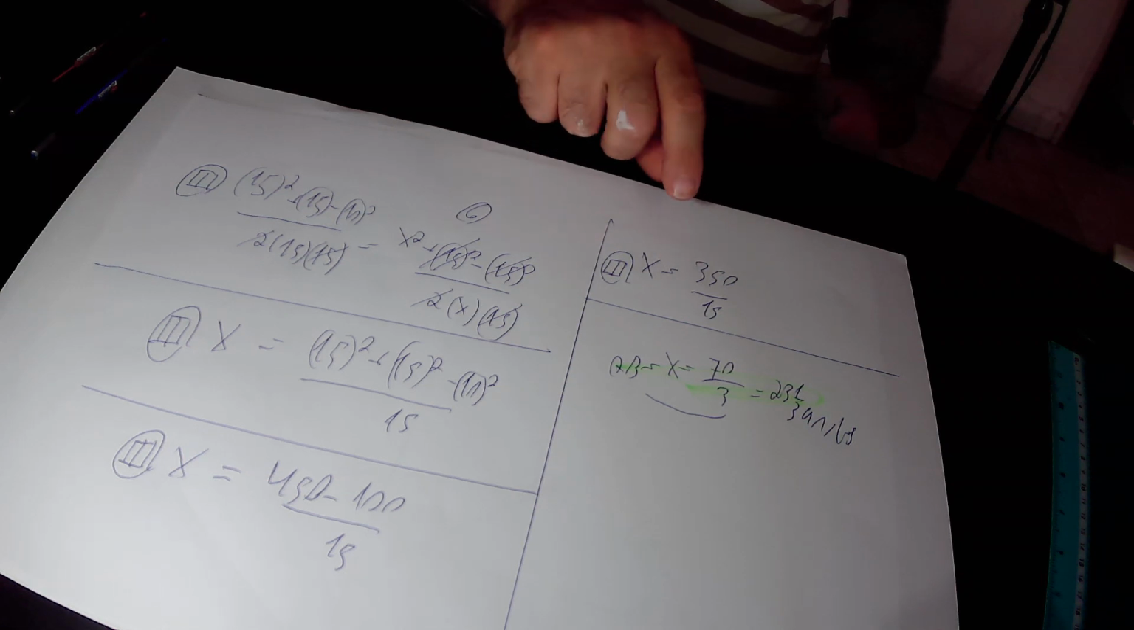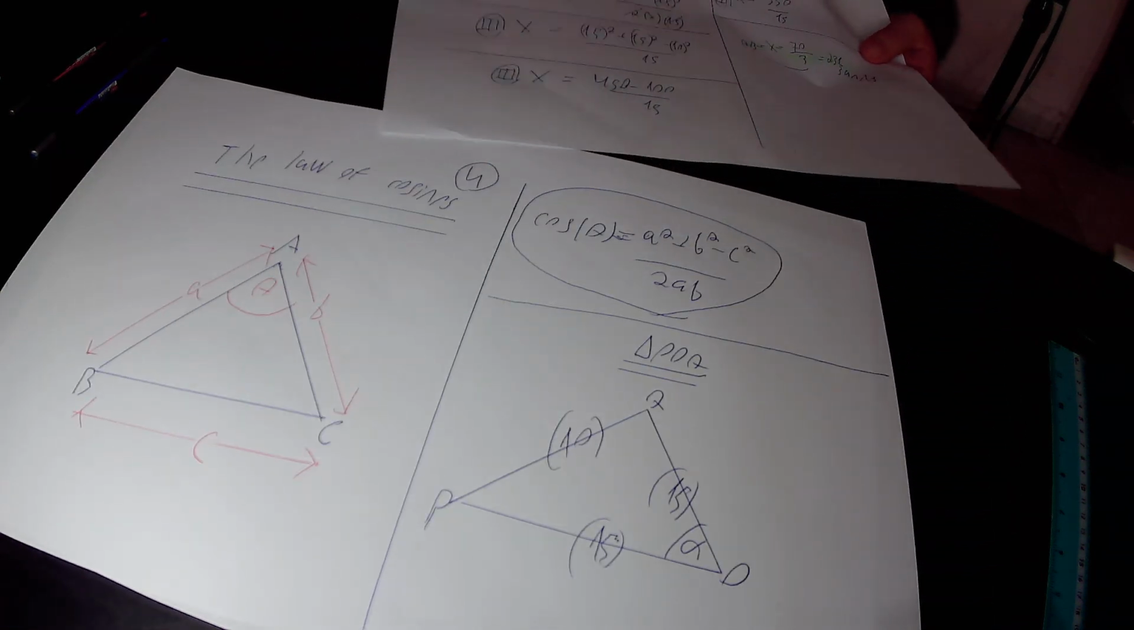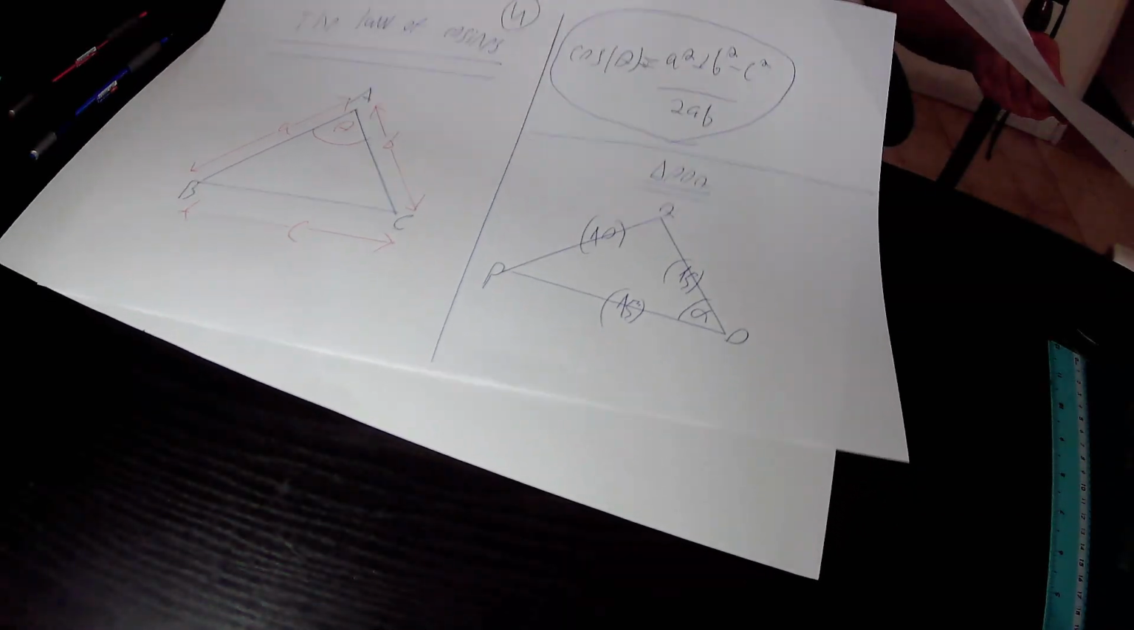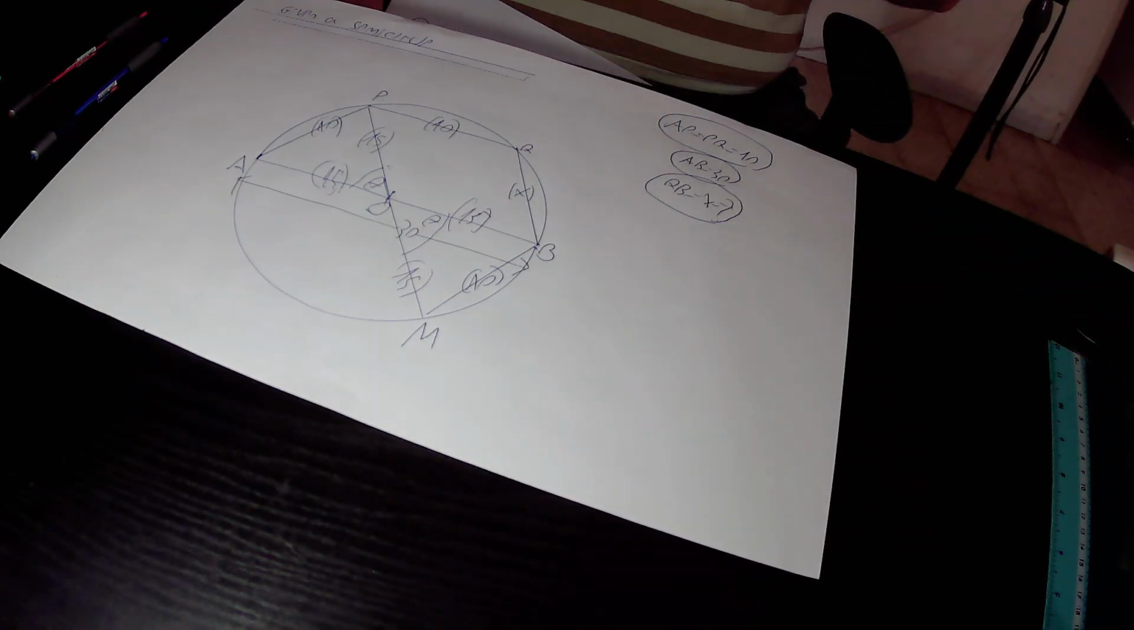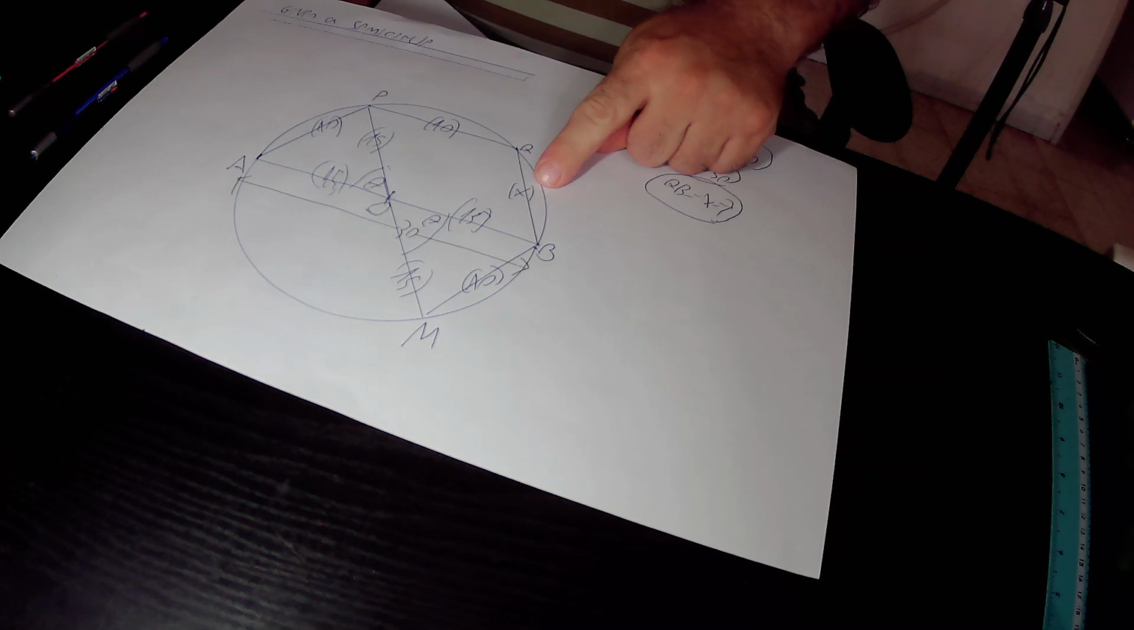So in total, we find that the length of this line segment QB is equal to x. It is equal to 70 over 3 units in its length, or 23 and 1 third units.